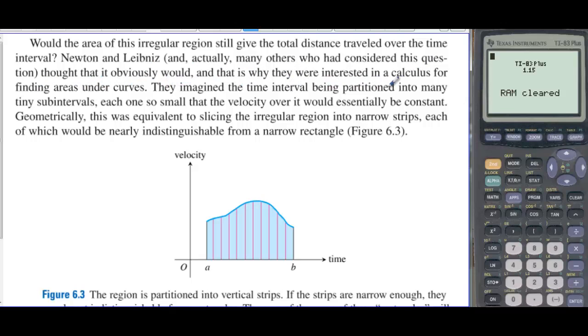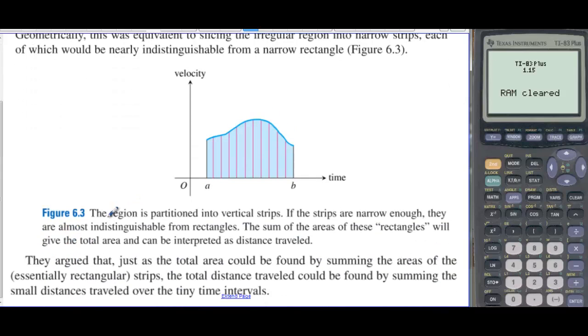They imagined the time interval being partitioned into many tiny subintervals, each one so small that the velocity over it would essentially be constant. Geometrically, this was equivalent to slicing the irregular region into narrow strips. As a matter of fact, we're going to cut it into an infinite amount of strips, and then you get the exact area under the curve, each of which would be nearly indistinguishable from a narrow rectangle. They argued that just as the total area could be found by summing the areas of the essentially rectangular strips, the total distance traveled could be found by summing the small distances traveled over the tiny time intervals, which means that if you add up all the areas of these rectangles, you're going to get the total area.